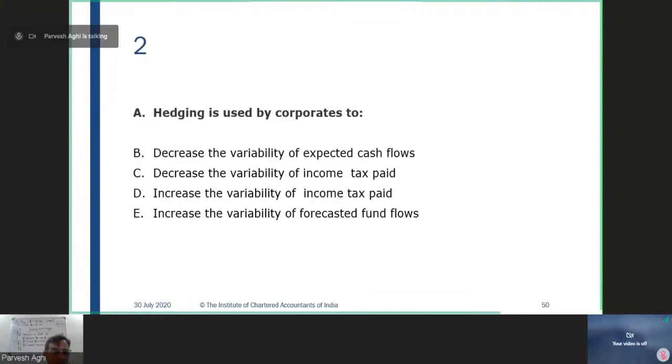Hedging is used by corporates to... choose the right option and tell me which is the right option. After the MCQs, we will start doing some questions from your study material and past exams. It will take a couple of minutes before we move on to those. So now question 2 is, hedging is used by corporates. Hedging means you are taking a forward, you are looking at the forward rate and booking your order at that price.